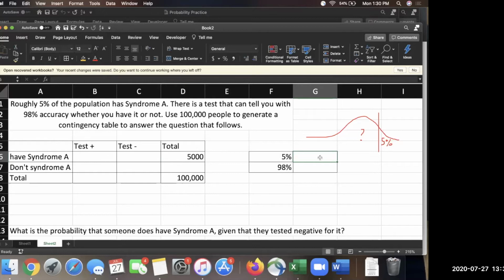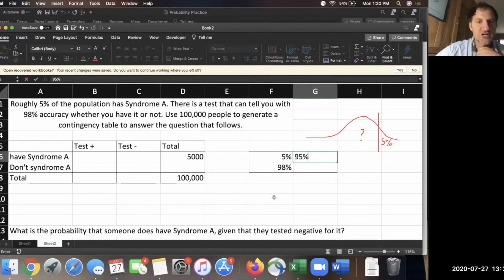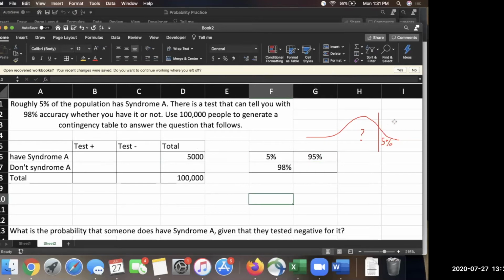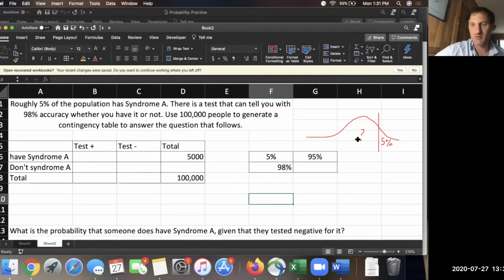95%. Okay. You guys understand where that came from? No. It was not mentioned in the problem. Right. But if you look at this drawing and I say 5% is off to the right, how much is on the left?